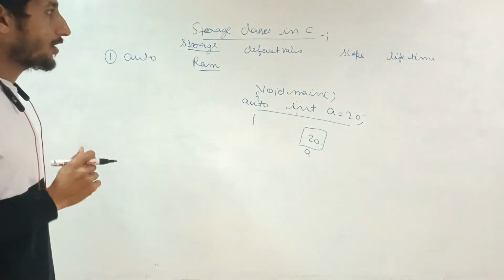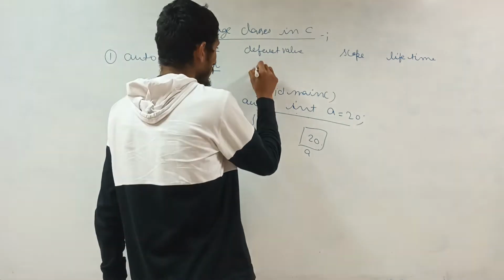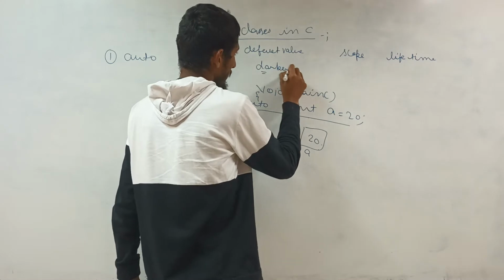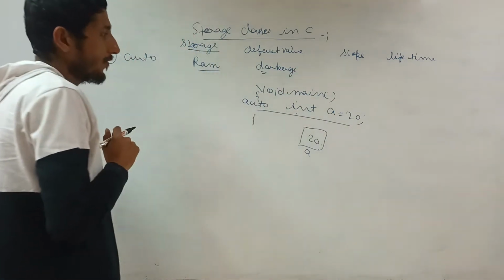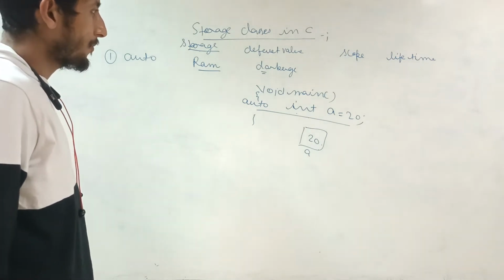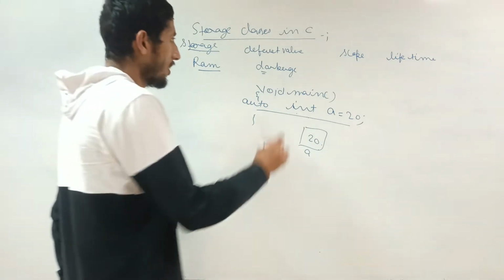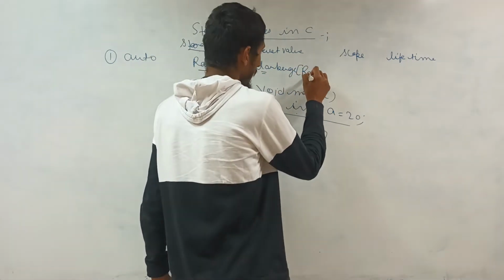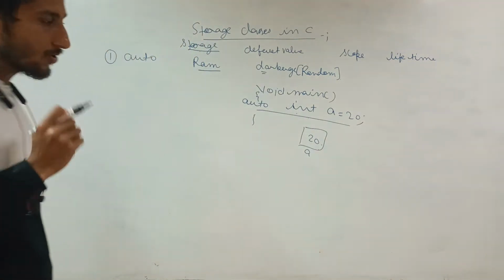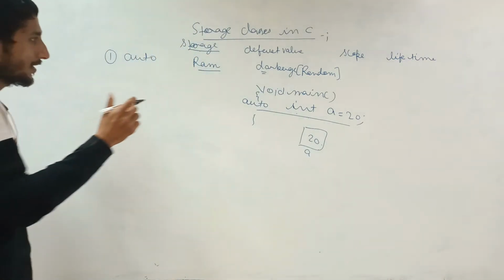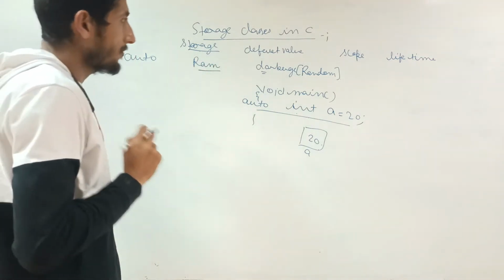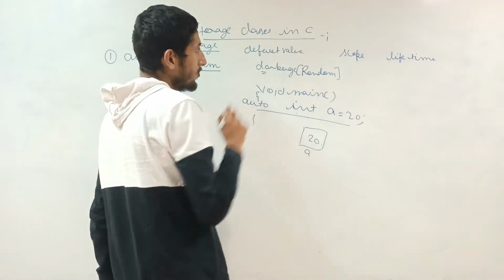What is the default value? The default value is a garbage value. I will write garbage value. What is the meaning of this? If you do not assign any value, the compiler will pick a random value. So garbage value is a random value. So in the case of an auto variable, the storage is RAM. It means the variable is going to be stored inside the RAM, and the default value is a garbage value.